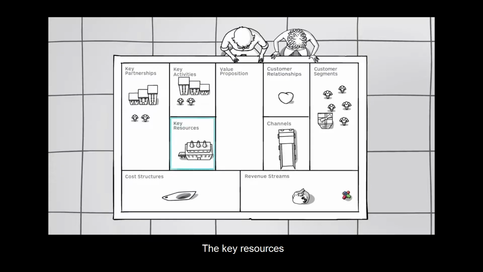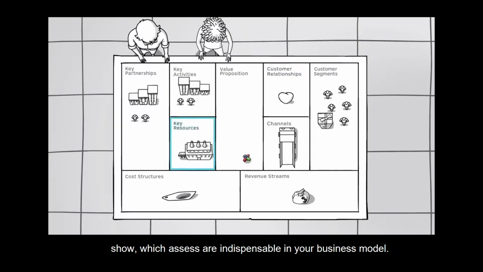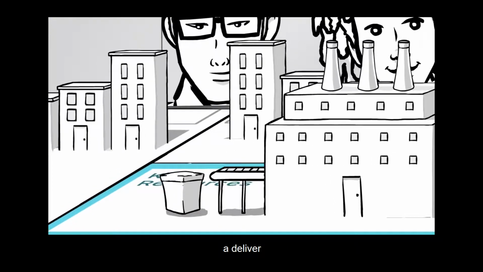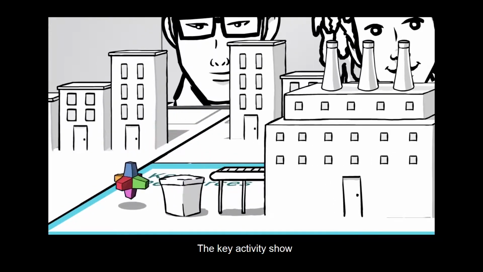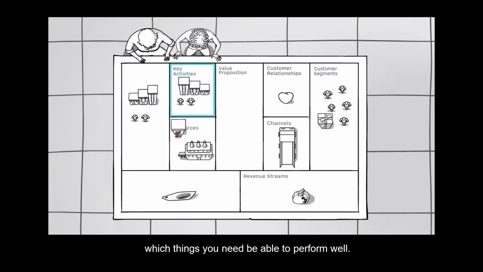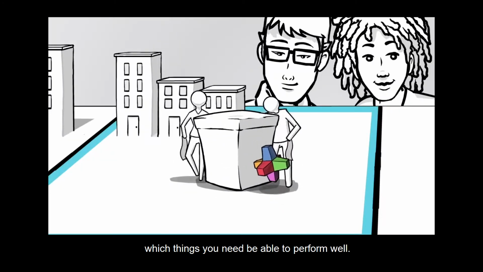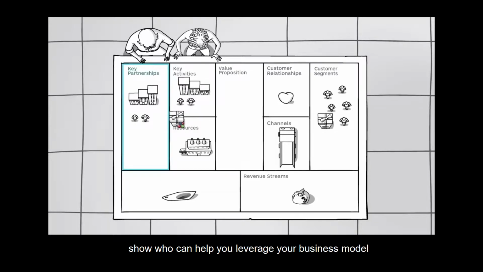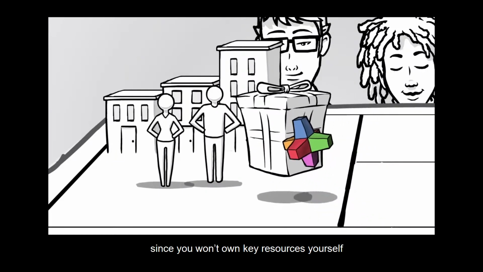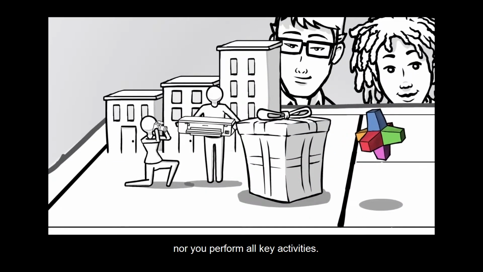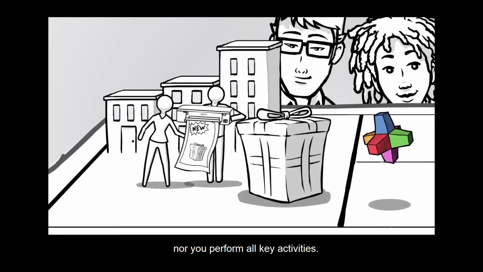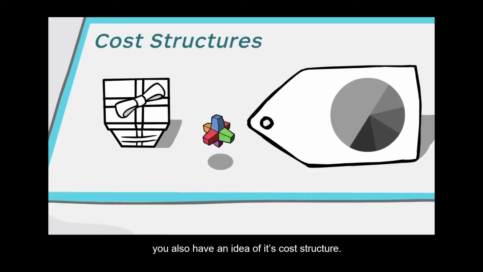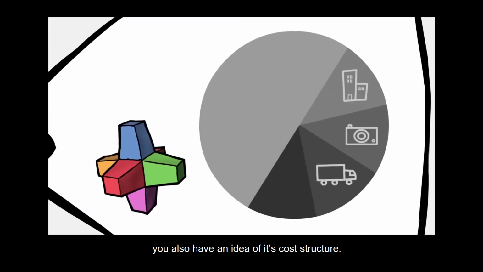The key resources show which assets are indispensable in your business model, so you can describe the infrastructure you need to create, deliver, and capture value. The key activities show which things you need to be able to perform well. The key partners show who can help you leverage your business model, since you won't own all key resources yourself, nor will you perform all key activities. And once you understand your business model's infrastructure, you'll also have an idea of its cost structure.